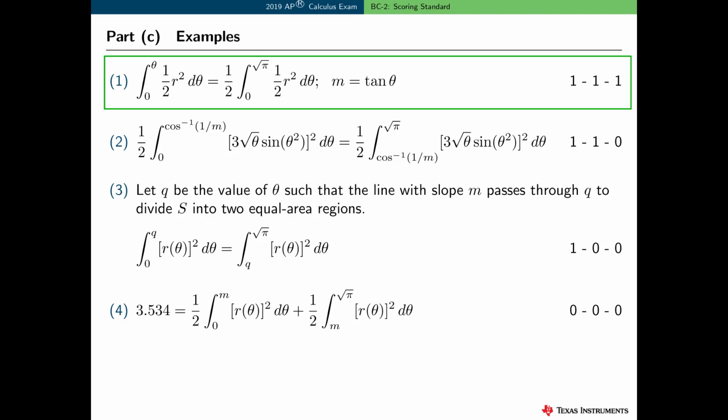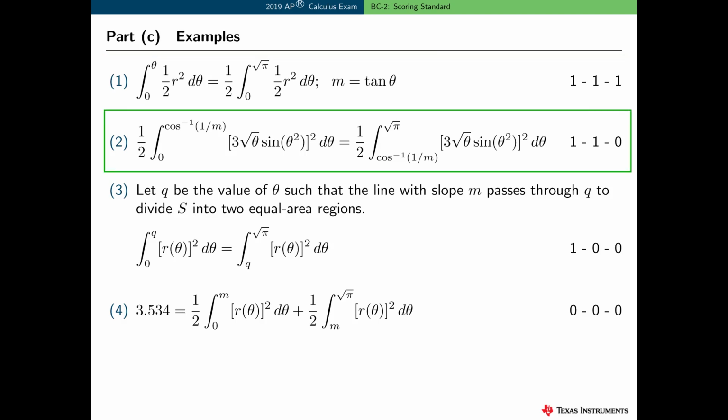In example 1, the student has equated polar areas. The equation is structurally correct, and as long as the expression m equals tangent of theta is present, the equation is correct. So this earns all 3 points in Part C. In example 2, the student has equated polar areas. The equation is conceptually correct with the use of an inverse trig function as a bound, but the equation is not correct because the inverse trig limit is wrong. This earns 1, 1, 0.